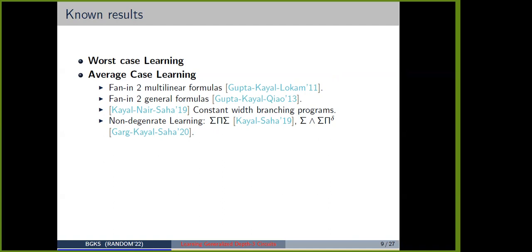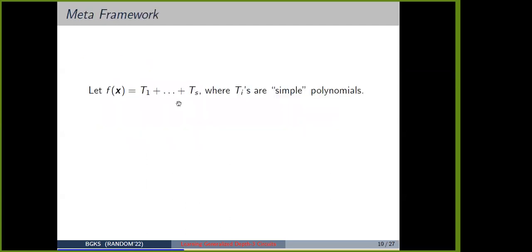So recently, there is a focus on non-degenerate learning, where we don't put structural requirements on the circuit, but we just assume that there is no non-trivial dependence among intermediate gates, and that's non-degenerate learning. And there has been work by Kayal and Saha for depth 3 circuits, and by Garg, Kayal, and Saha for sums of powers of low degree polynomials. And we further build on non-degenerate learning in this work by giving a learning algorithm for generalized depth 3 circuits. So let's talk about a meta framework.